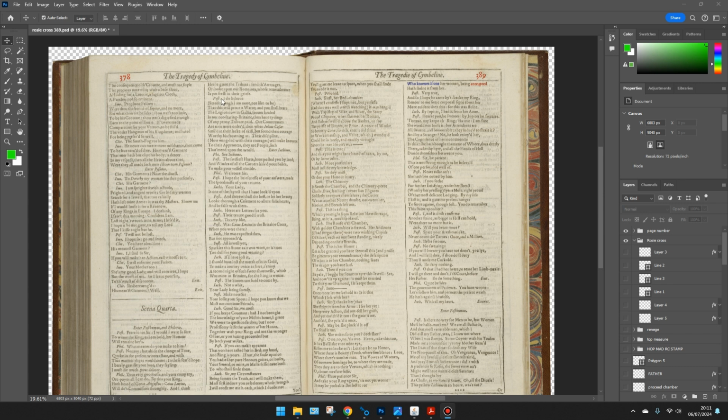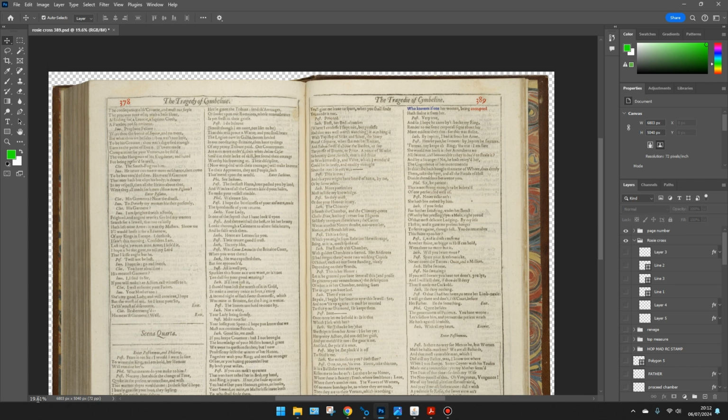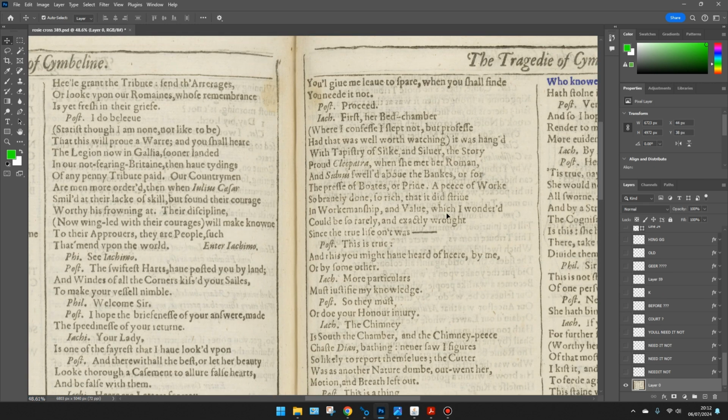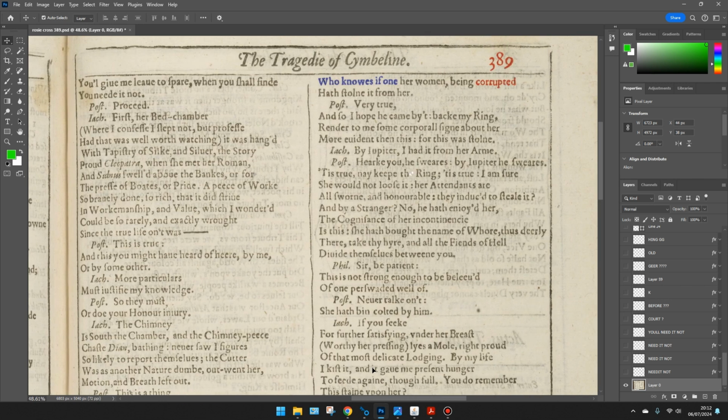But as you can see, we've got page 378 and then 389. This should be 379, and it's actually a page error. I'll just zoom in for us here. Take a little look. So basically it's 389 now.